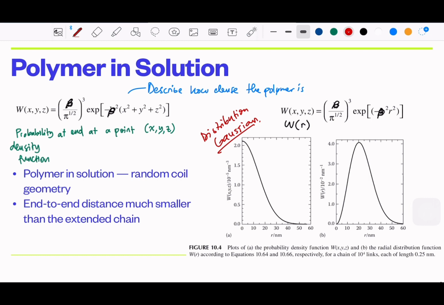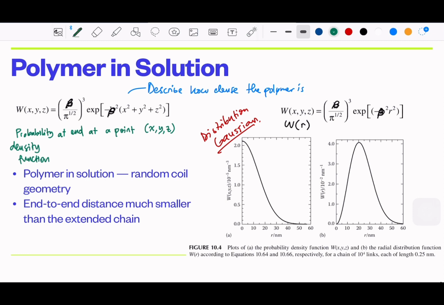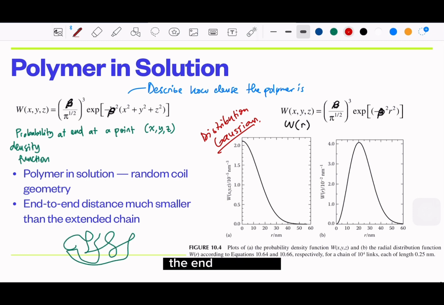Okay, so just a little bit of conclusion here, in polymer solution. If we put a polymer in solution, first we get a random coil geometry, and second, the distance will be much smaller than the total chain. So for the total chain, if we take the random coil like that, the end point here is usually smaller than the extended chain.